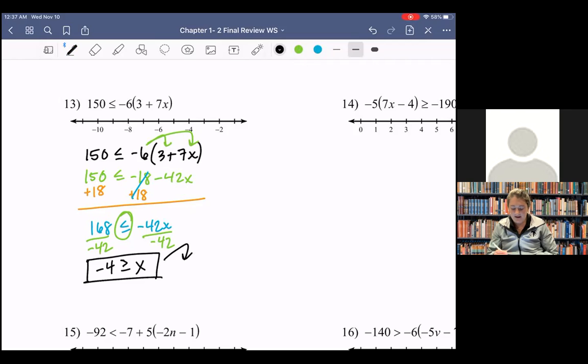But just because I like the way it's written better, I'm going to rewrite it as x is less than or equal to negative 4, and realize I left the alligator eating the same one. So it was eating the negative 4. So when I rewrote it, it's still eating the negative 4. And now I can see that I need to put a closed circle on negative 4, and it should be going to the left. Like so.